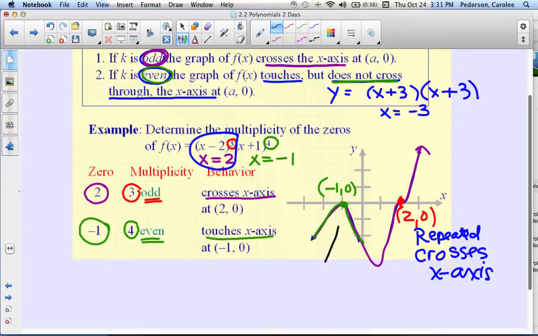There's our repeated zero, but it just bounces back off. It will not go through it because the degree or multiplicity of it is an even number.